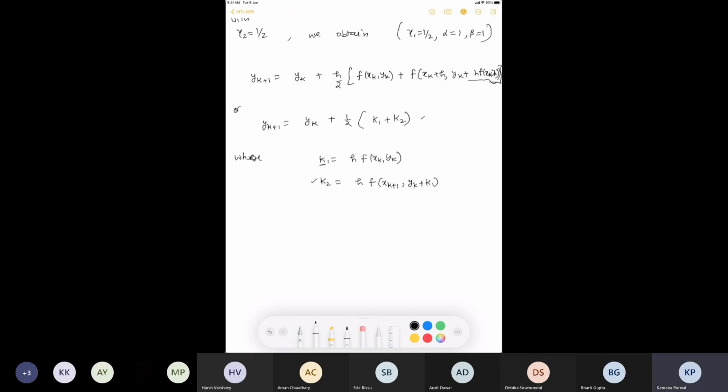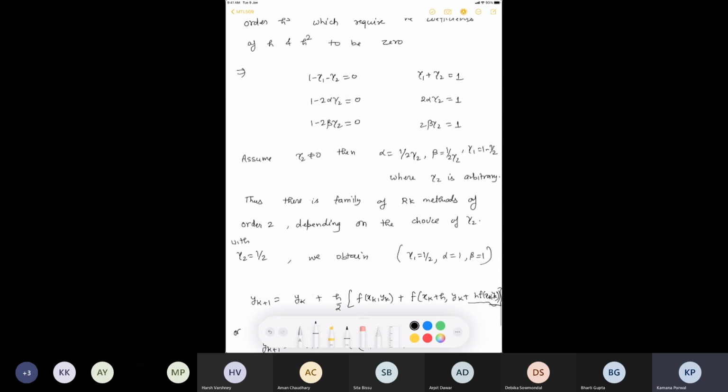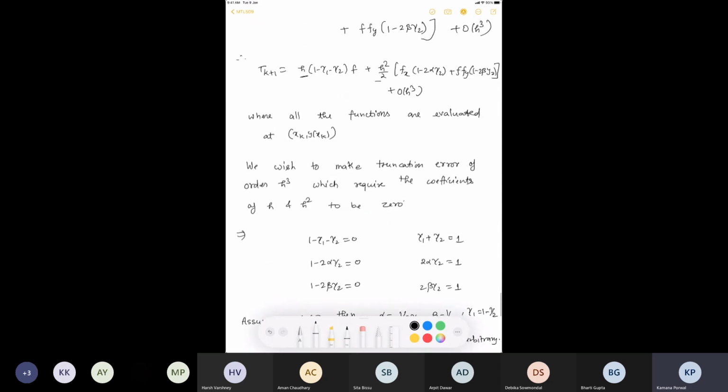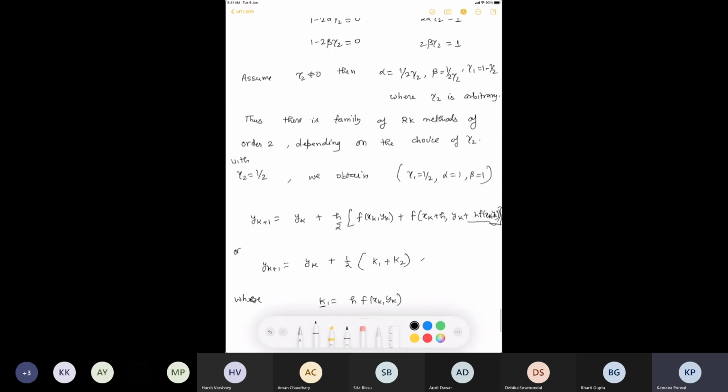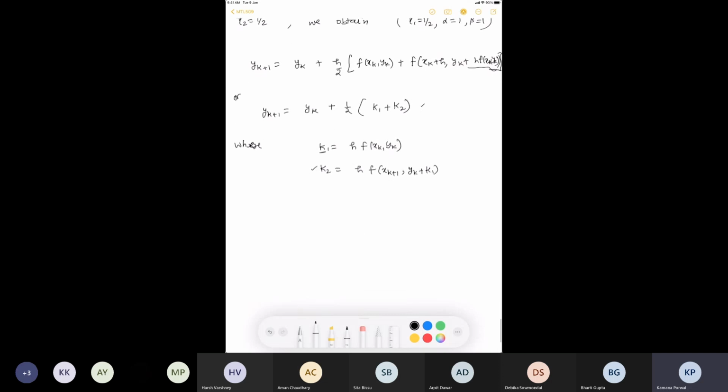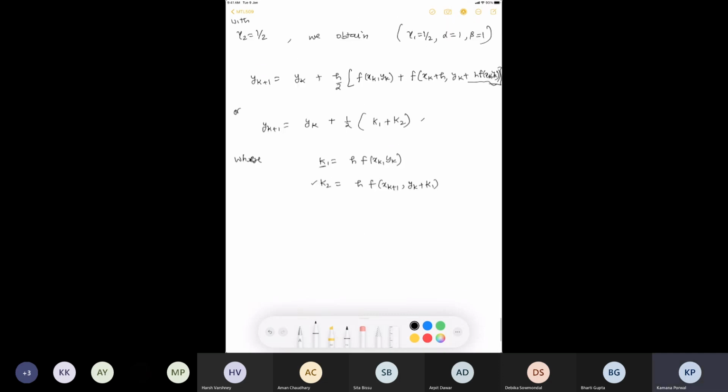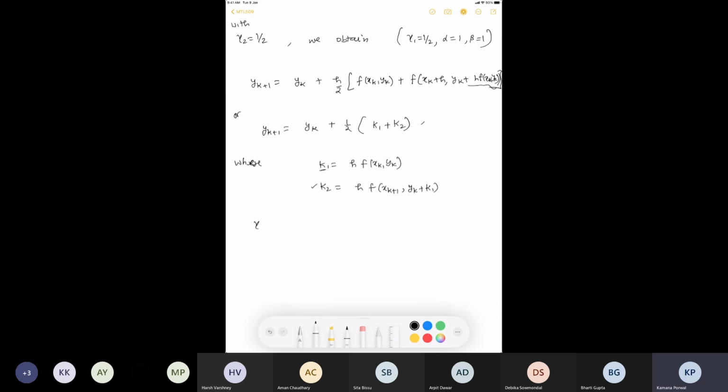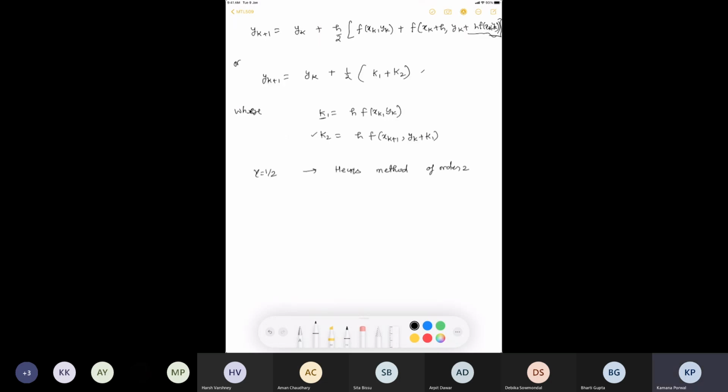Eventually, the way we have found these coefficients, you can see that the truncation error is of order h cube, so the method is going to be of order h square. All right, and one more thing you can observe is that when you take gamma equal to 1 by 2, you get Heun's method of order 2.